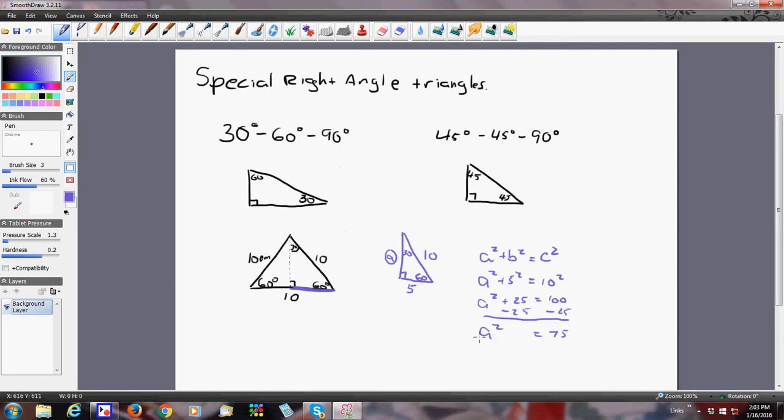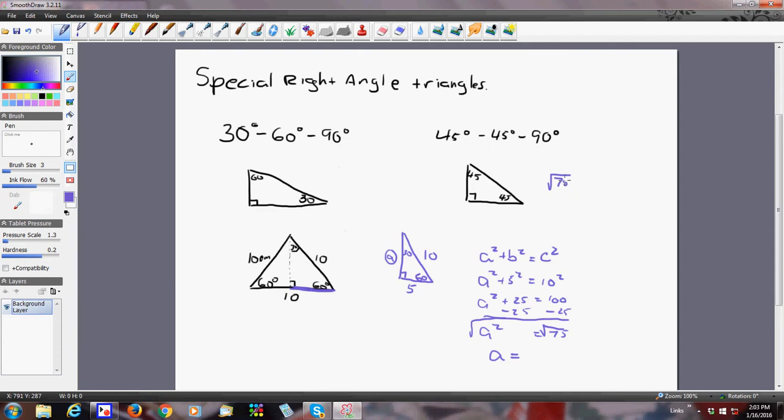I don't want the value of A squared. I want the value of A. So I'm going to take the square root of both sides. And remember, when you take the square root of A squared and the square root of 75, you'll get A on this side, and you're supposed to get plus or minus the square root of 75. Well, it's a length, so we neglect the negative value.